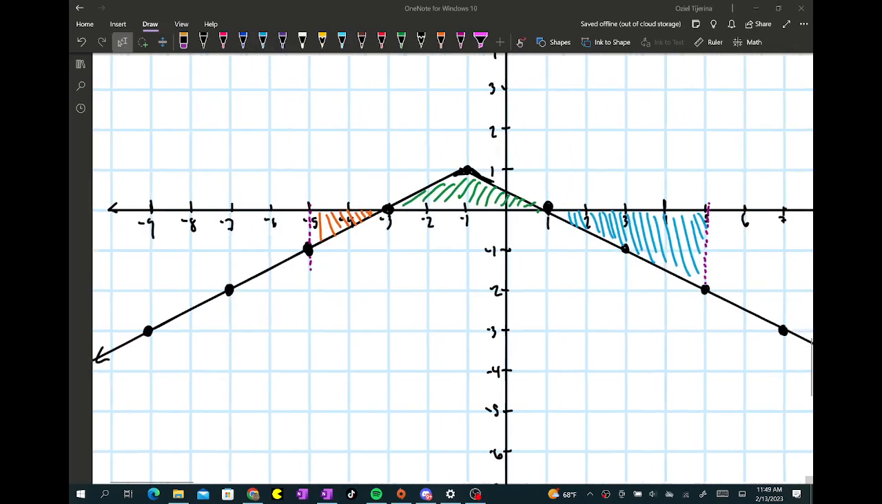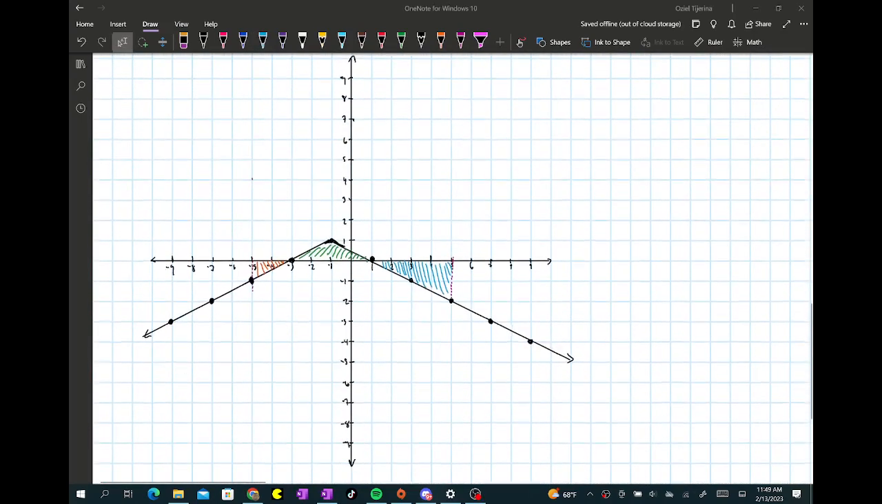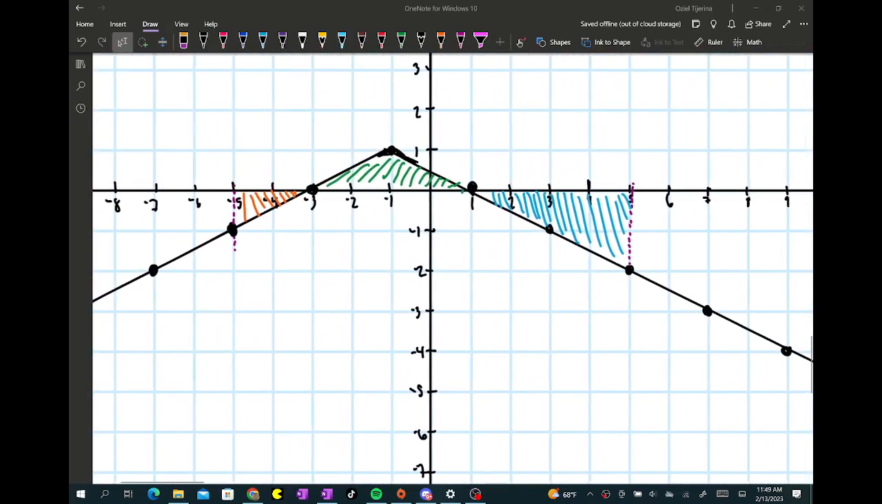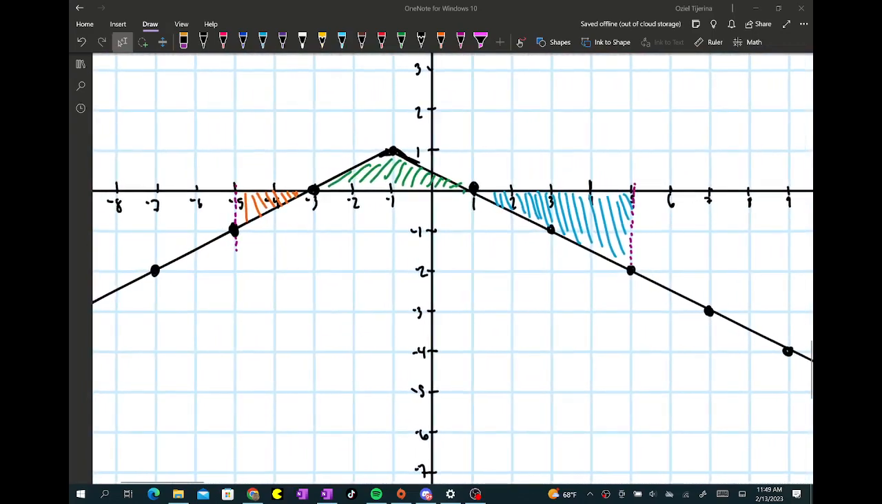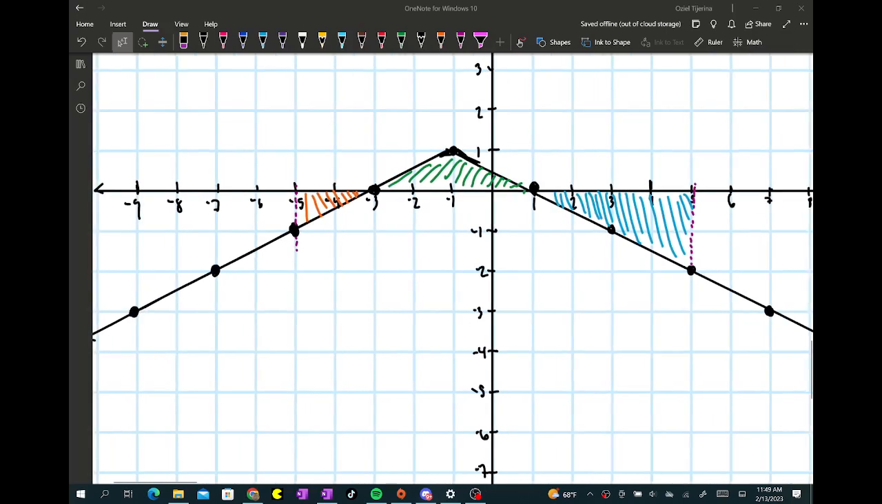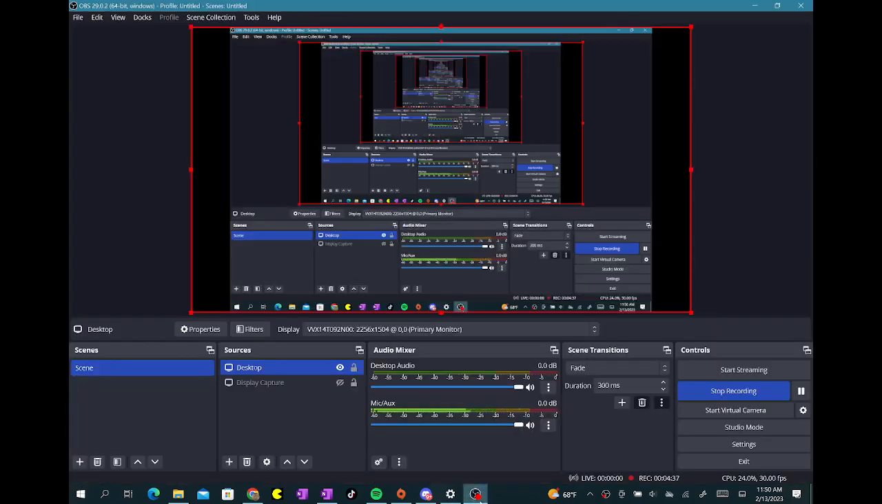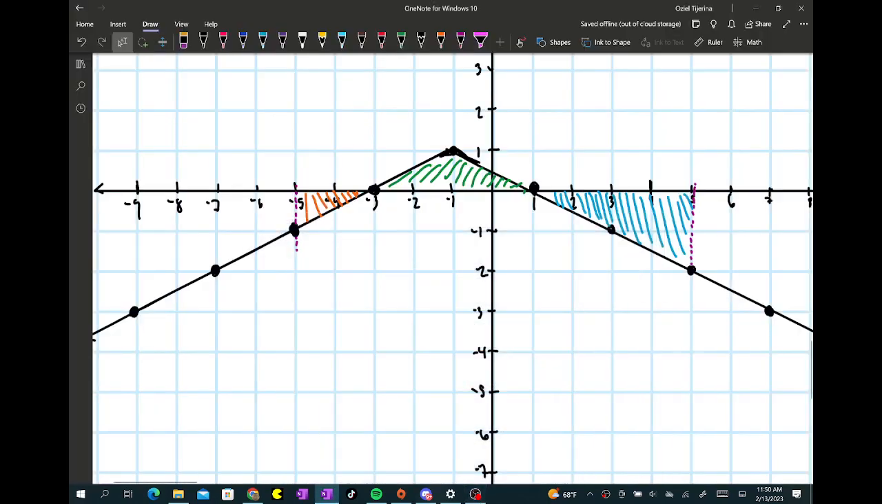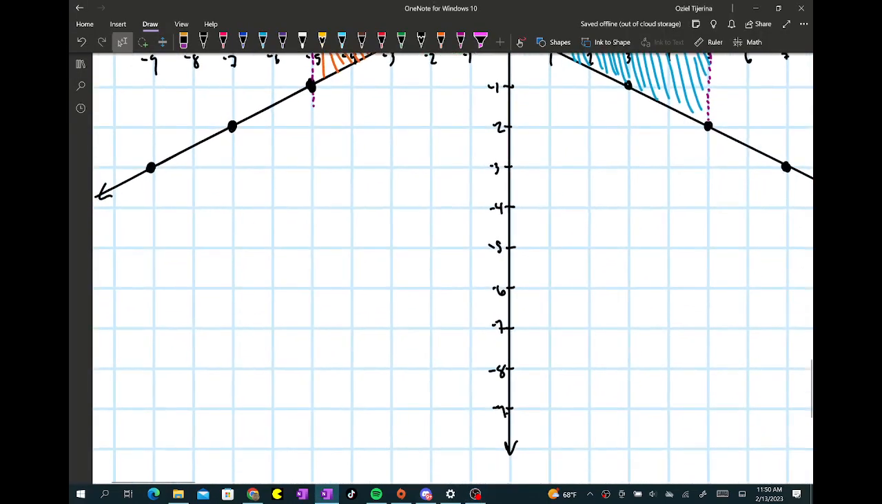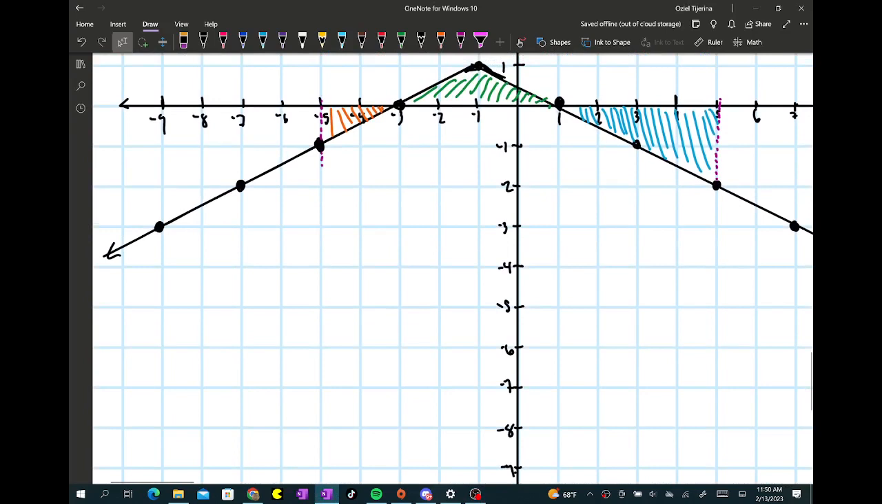Okay, so we basically graphed it, right? And there are these three parts that we need to be aware of. So there are three shapes. There's this triangle here, so this one right here. There's this one over here, and then there's this one over here, right? So the way that we're going to do this is I'm going to split it into those three triangles.